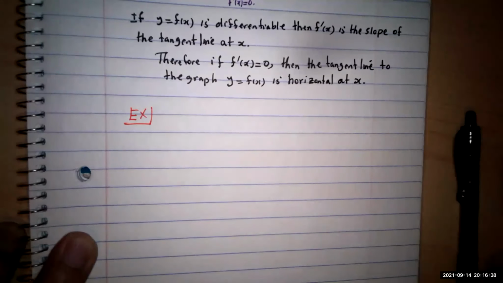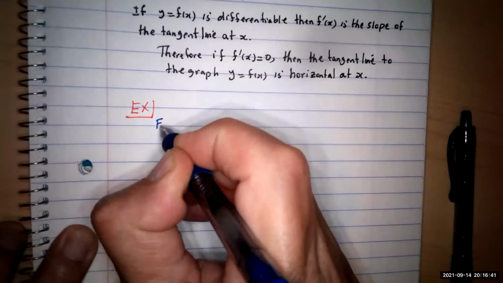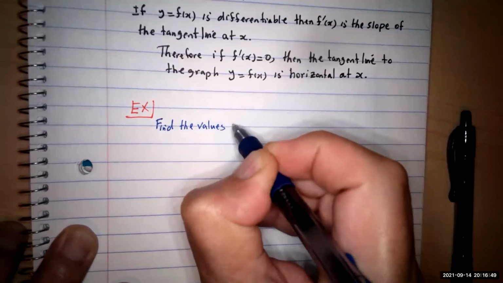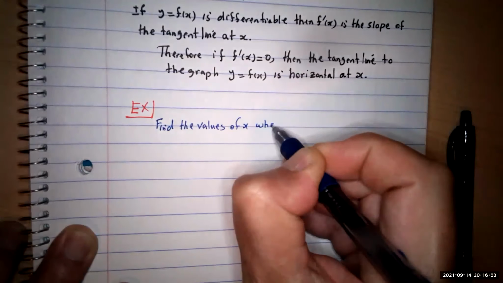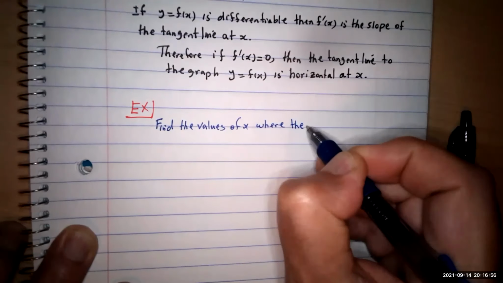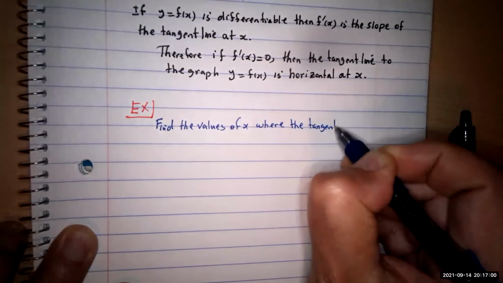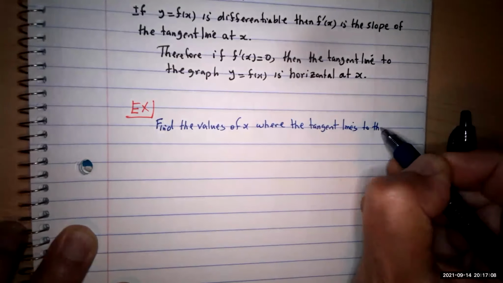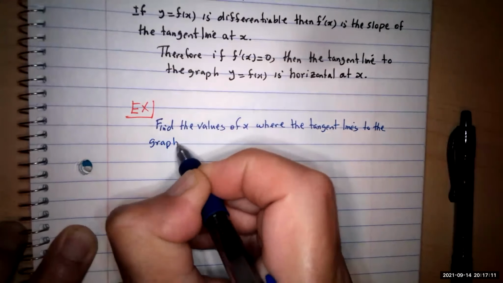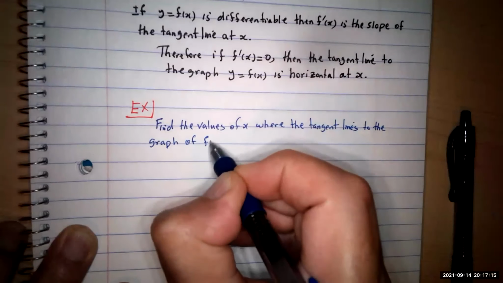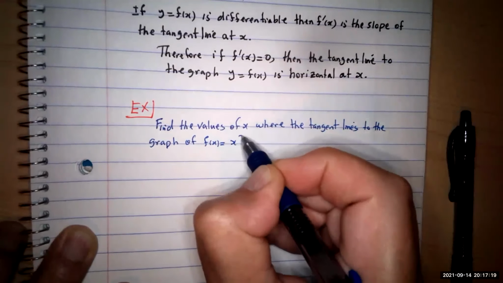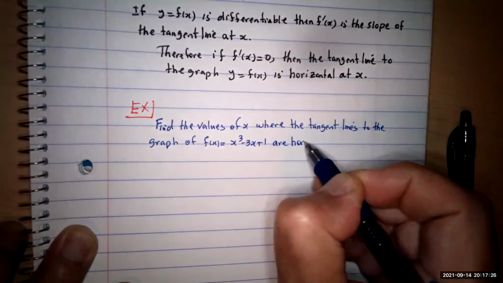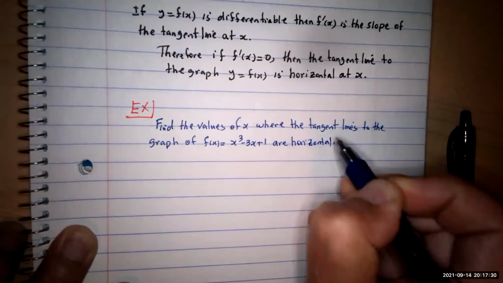So what's the problem? The problem is find the values of x where the tangent lines to the graph of the function f of x equal to x cubed minus 3x plus 1 are going to be horizontal. You see, that's going to be the one.